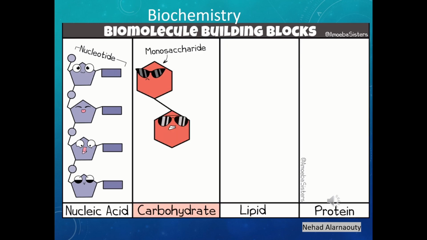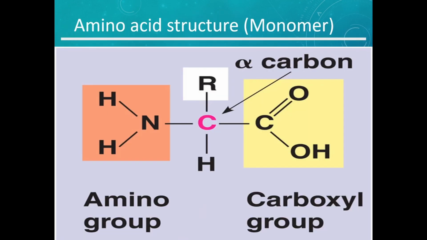Let's get started. So our polymer today is the protein, made of a monomer. What's the meaning of monomer? It's the repetitive similar unit that is connected together or bonded together to give the polymer, which is the protein. Okay, so our polymer is protein. It is made of a monomer called amino acid.